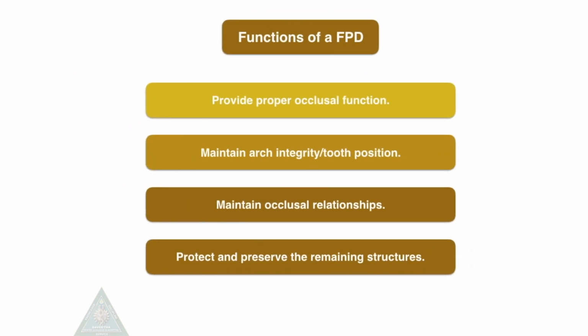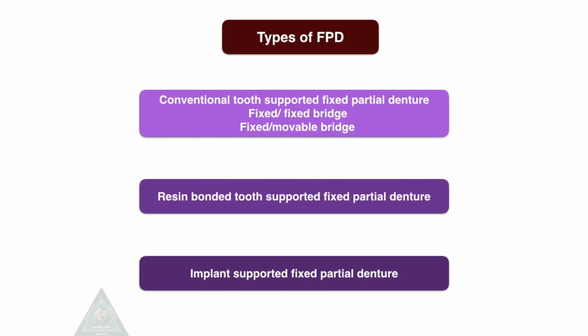The major functions of FPD will include providing proper occlusal function, maintaining the arch integrity, maintaining the occlusal relationships, protecting and preserving the remaining structures. There are three major types of FPD: conventional tooth supported, resin bonded, and implant supported.